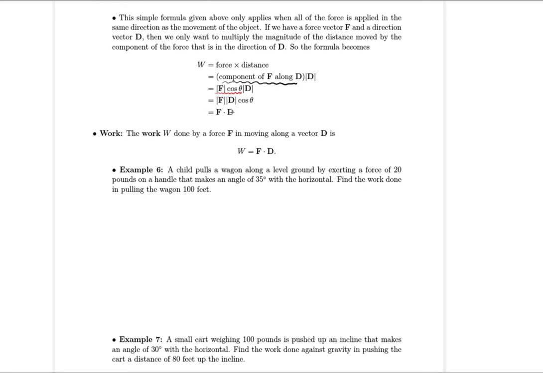Okay, so when we are asked these work problems, what we want to do is understand that work is going to be the force vector dotted with the distance vector. All right, so in example 6, it says a child pulls a wagon along a level ground by exerting a force of 20 pounds on a handle that makes an angle of 35 degrees with the horizontal. Find the work done in pulling the wagon 100 feet.